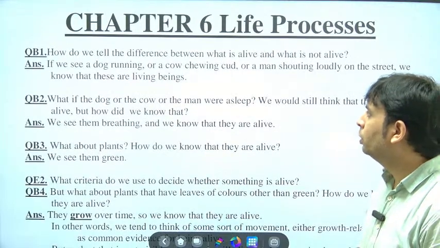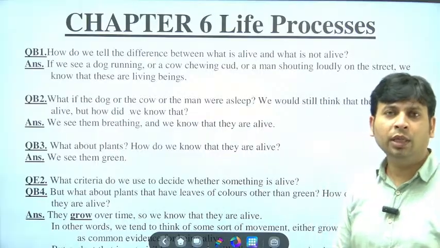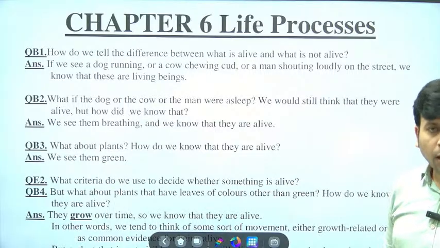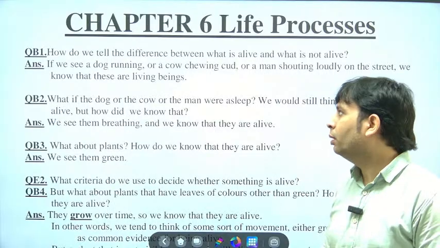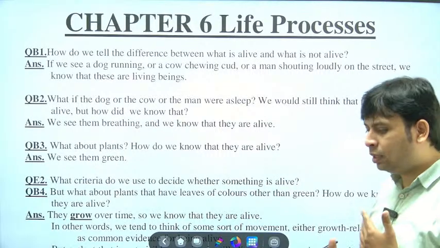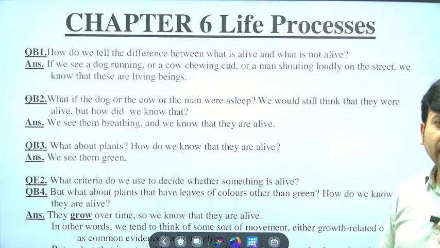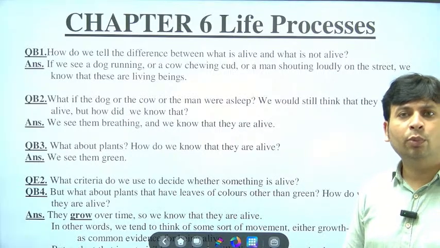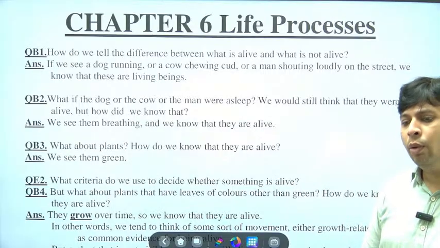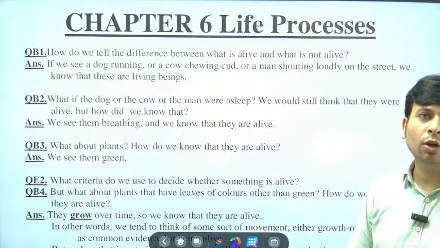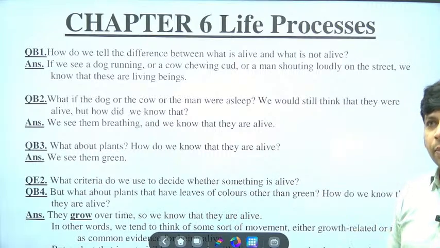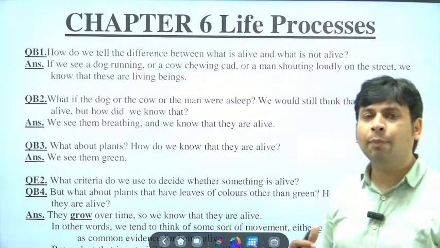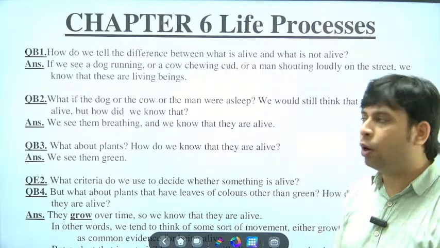So children, today we study about life process. There are different life processes in our body, and we respire, we take food and we digest food, we excrete our waste products. Various movements are done in our body. So various life activities and life processes are continuously happening in our body.